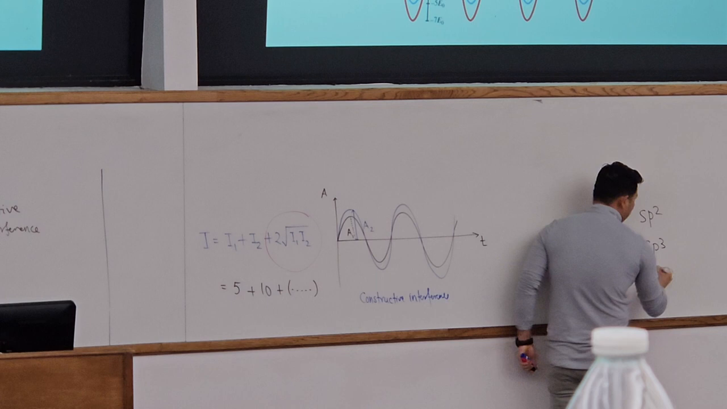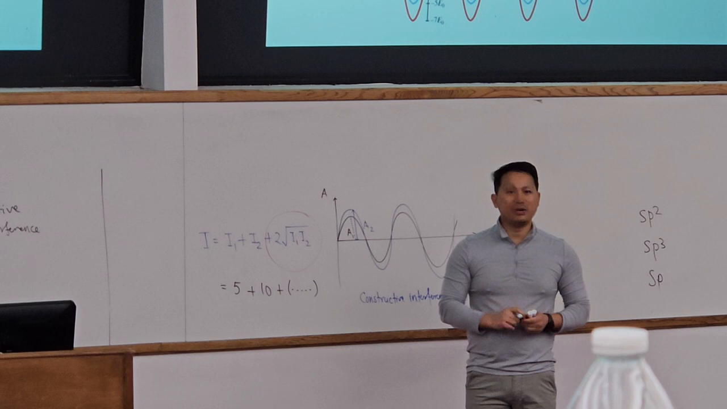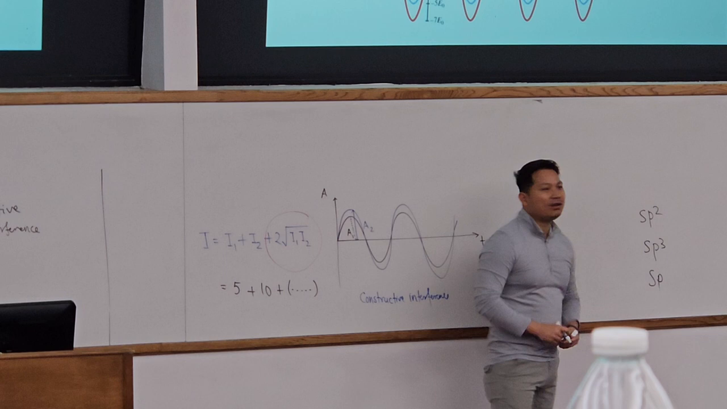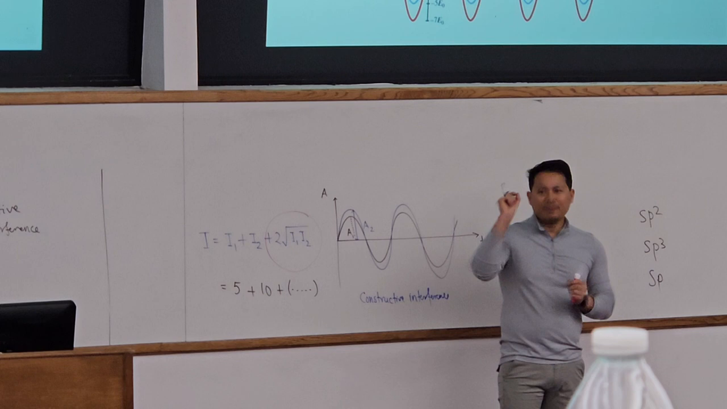Whenever orbitals mix together, the result won't be an s orbital or a p orbital, but something with some character of s orbital and some character of p orbital. It's a different animal, kind of.